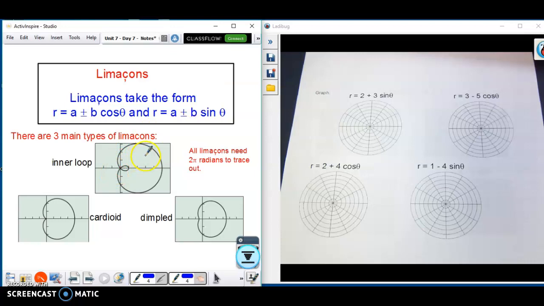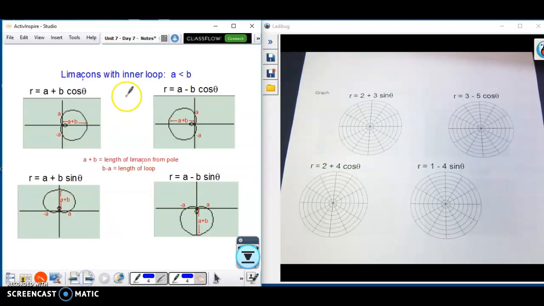So there are 3 different types, and we'll look specifically in a minute at each type and how you know which one. The inner loop is going to look like this. It's called an inner loop because it has the inner loop here. Cardioid makes a heart shape. And then dimpled looks like the heart shape, but the cardioid goes into the pole here, whereas the dimpled is going to go in at a different place besides the pole. It says all limaçons need 2 pi radians to trace out. So remember, when it talks about tracing out, 2 pi means you're going to use all 4 quadrants whenever you graph each type of these limaçons.